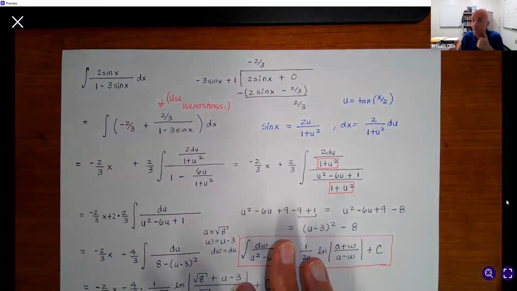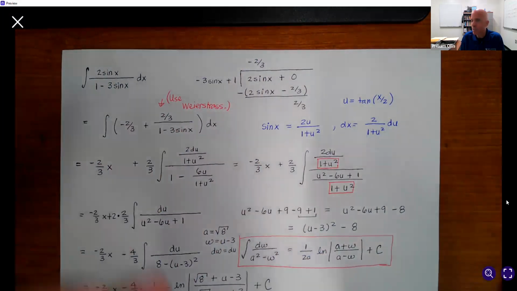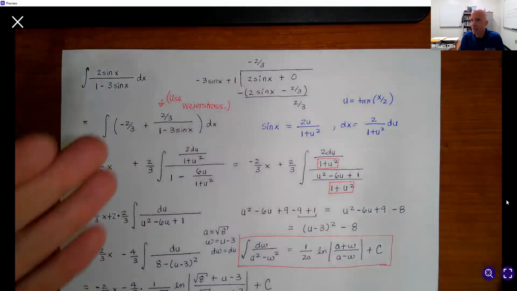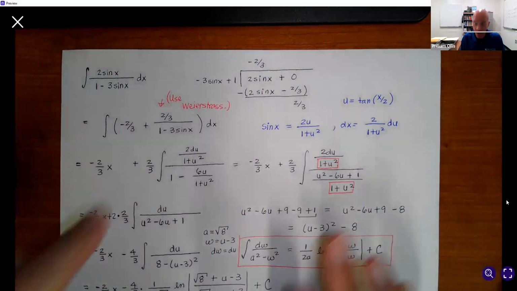Now, this cuts down on the number of instances of the trig function. Now, of course, if you have a cosine, then you've got to use the 1 minus u squared divided by 1 plus u squared. So just remember, you only use the formulas that you need or that are required by the problem.